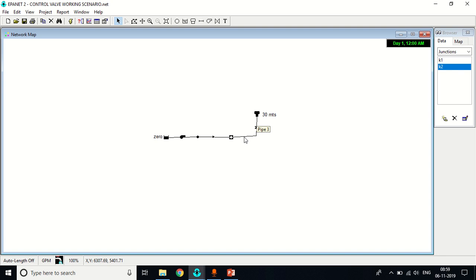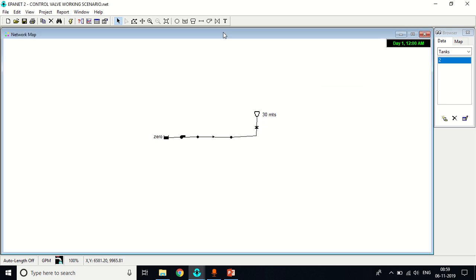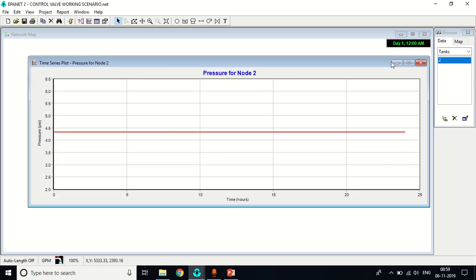Again, from the tank, what happens? There is no flow because of this check valve. Suppose we draw a graphical representation. I hope you know the graphical representation. If you don't, you can go to my previous lecture where I have explained the graphical representations for different parameters, even different types of graphical representations.